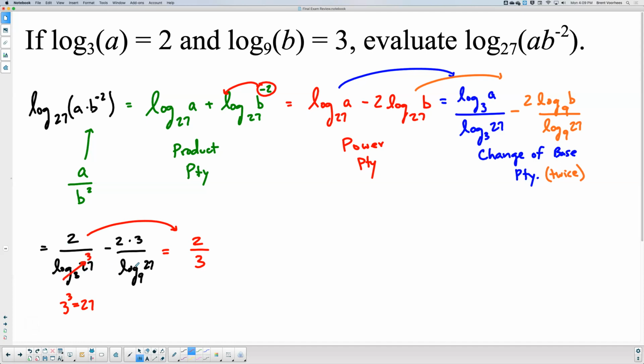That's a 3. Now, this one's not as easy. If you try to do upside down division to find out 9 to what power gives you 27, well, 9 goes in 3 times. But the problem is, it's not the same number, and so I need to break down 9. What I find out is it takes 3 powers of 3 to get into 27, and it takes 2 powers of 3 to get into 9. So this is 2/3. So this is minus 2 times 3 is 6.